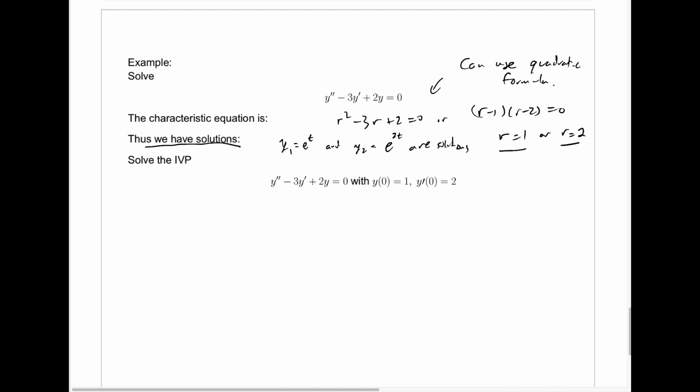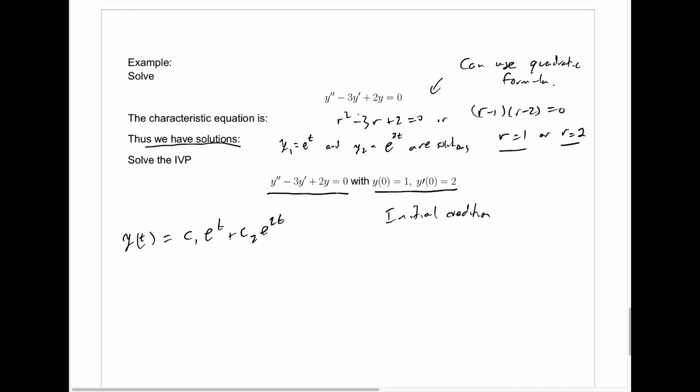Now, I have these two solutions. What if I actually wanted to solve the initial value problem, which had that same differential equation with now our initial condition: y of 0 is 1, and y prime of 0 equals 2? How would I do that? Well, I know any linear combination, I'll call it y of t, an arbitrary linear combination, c1 e to the t plus c2 e to the 2t, is also a solution.